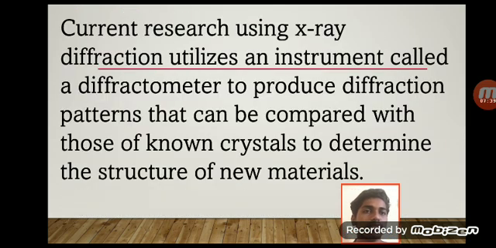Current research using X-ray diffraction utilizes an instrument called a diffractometer to produce diffraction patterns that can be compared with those of known crystals to determine the structure of new materials.